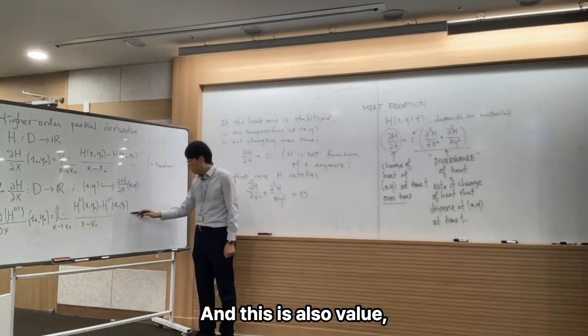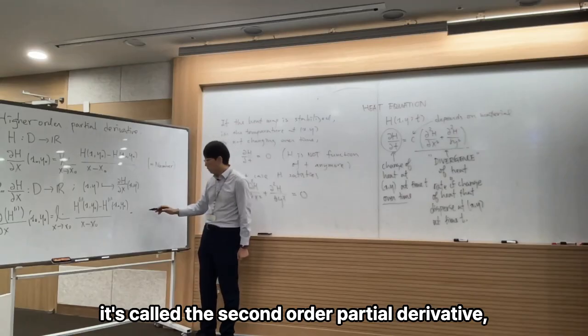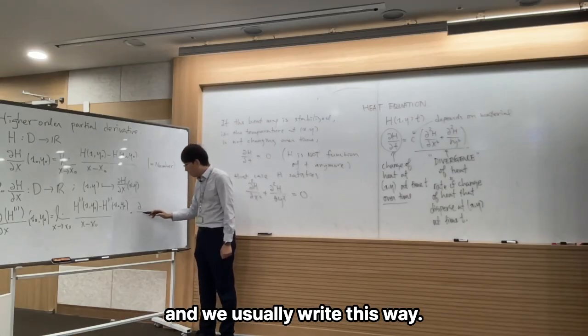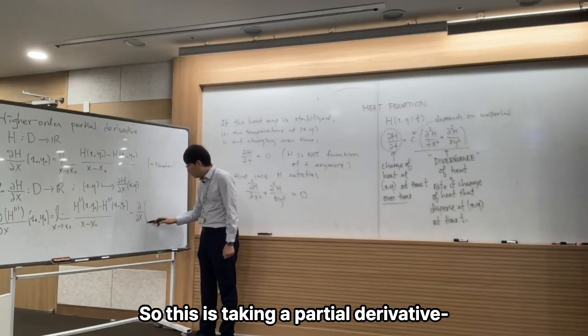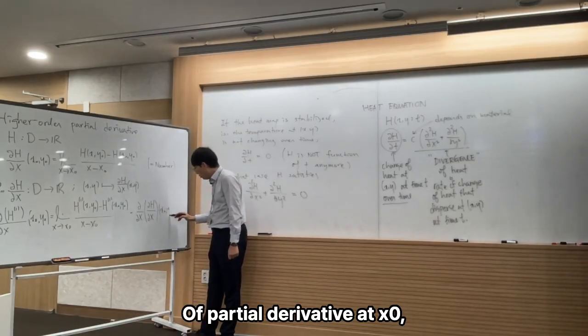And this is also a value. It's called the second order partial derivative. And we usually write this way. So this is taking a partial derivative of a partial derivative at x0, y0.